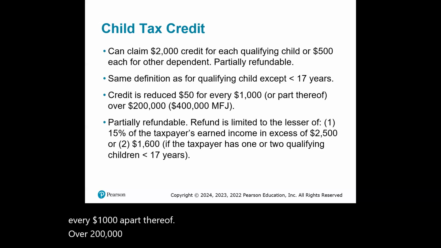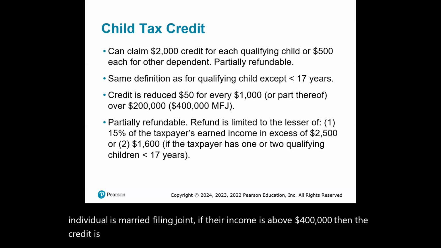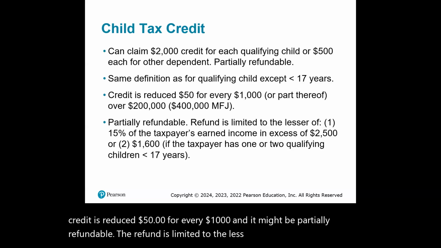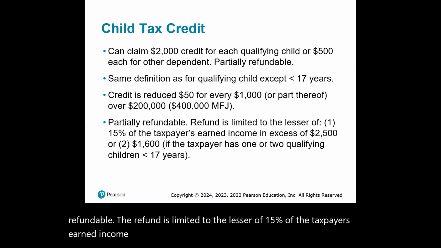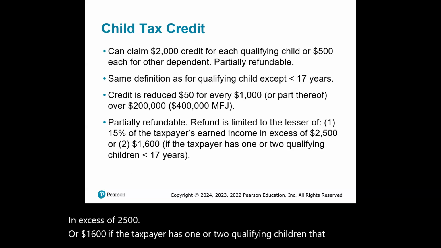So the credit is reduced $50 for every $1,000 or part thereof over $200,000. And that essentially applies to every filing status. And if the individual is married filing joint, if their income is above $400,000, then the credit is reduced $50 for every $1,000. And it might be partially refundable. The refund is limited to the lesser of 15% of the taxpayer's earned income in excess of $2,500, or $1,600 if the taxpayer has one or two qualifying children that are under the age of 17.